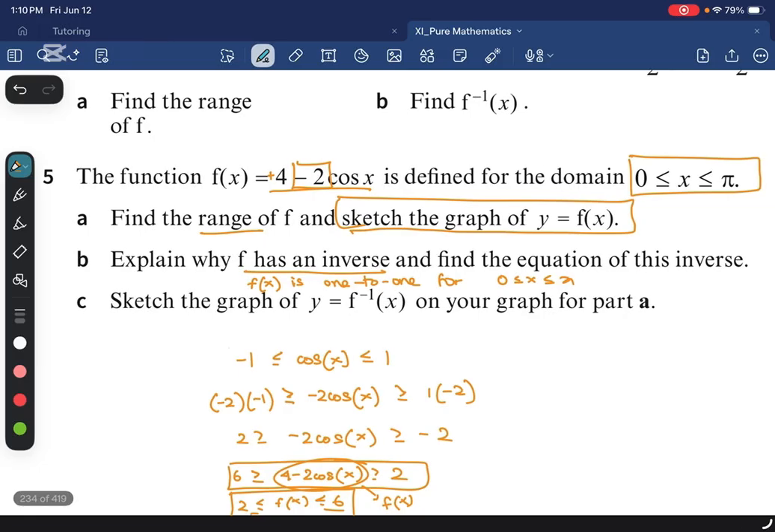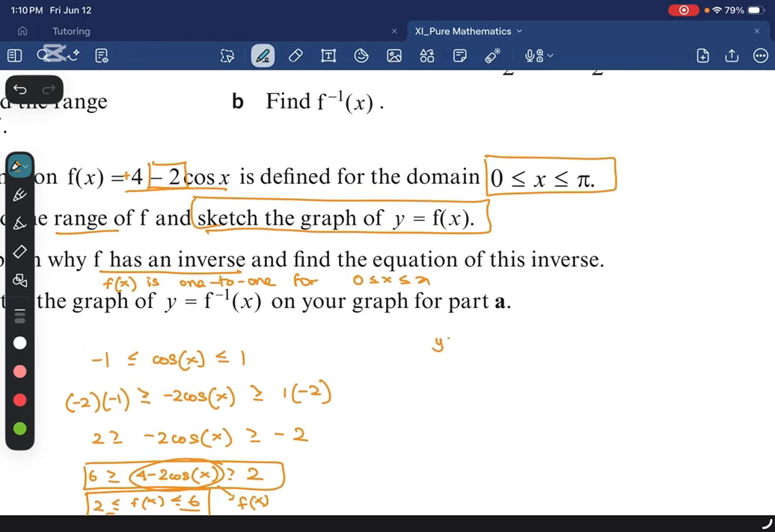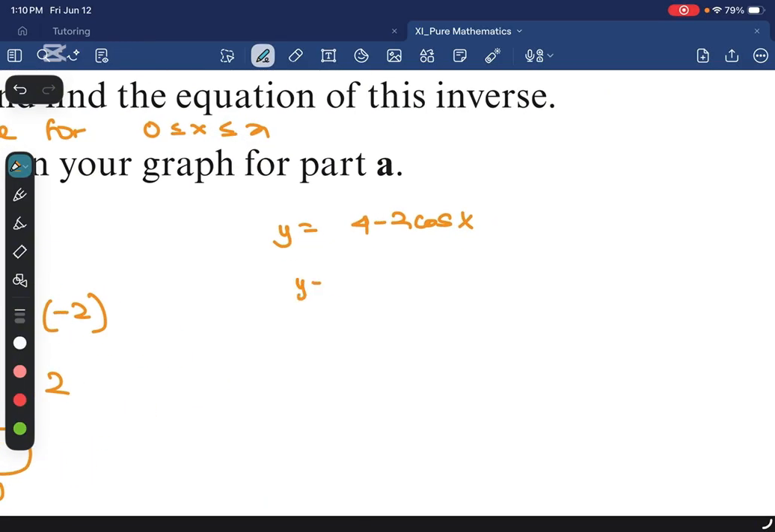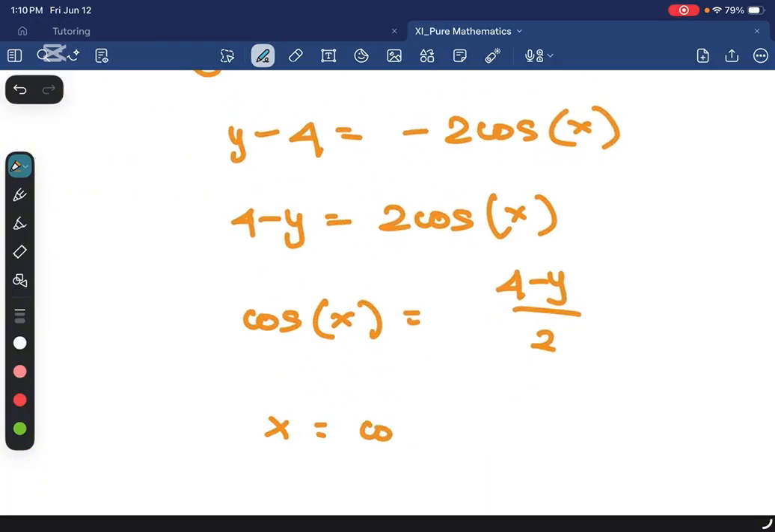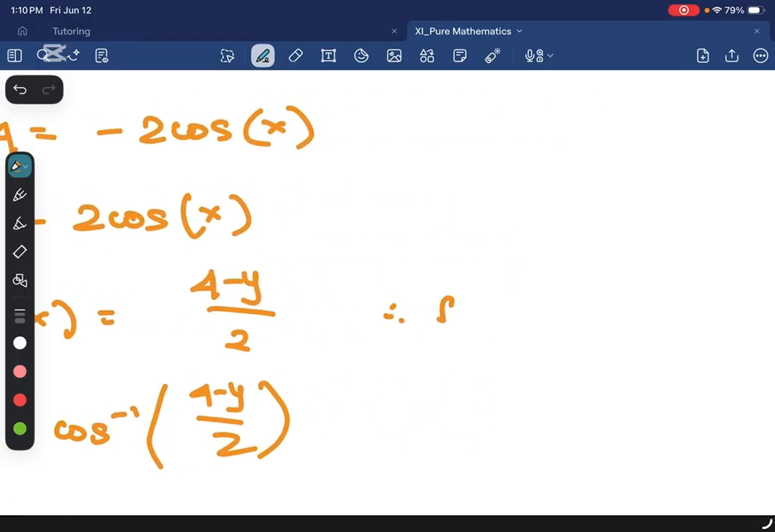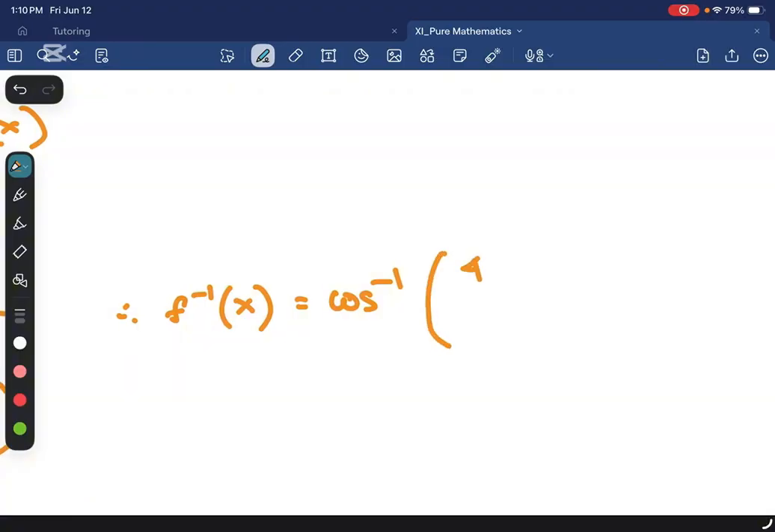All right, and find the equation of this inverse. Well, y is equal to 4 minus 2 cos of x. So y minus 4 is -2 cos of x. If I multiply by -1, 4 minus y is equal to 2 cos of x. Cos of x is (4 minus y) divided by 2. x is cosine inverse of (4 minus y) divided by 2. And therefore, f inverse of x is cosine inverse of (4 minus x) divided by 2, instead of y, I just need to write x. All right.